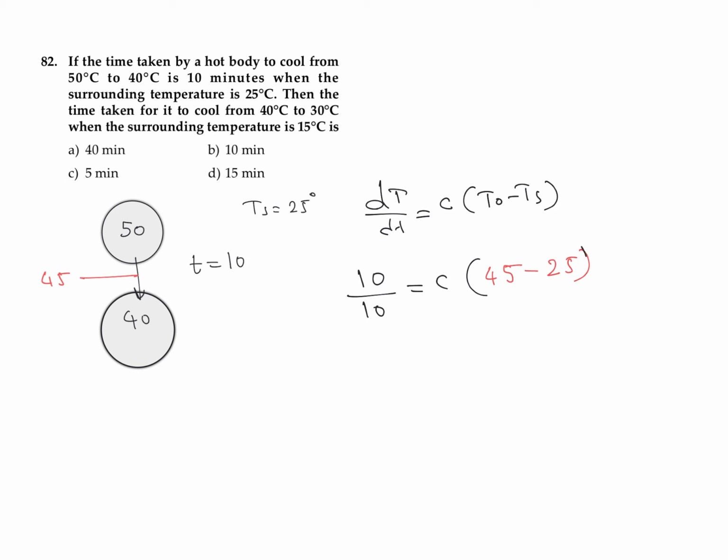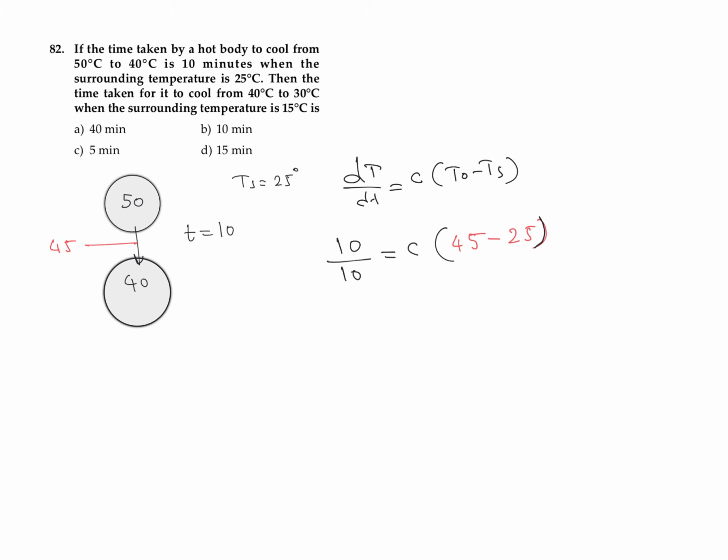Like that we can write for the second situation. So in the second situation it is given that the time is taken to cool from 40 to 30 degrees Celsius, and the surrounding temperature is 15 degrees Celsius. Now the surrounding temperature is changed, now it becomes equal to 15.